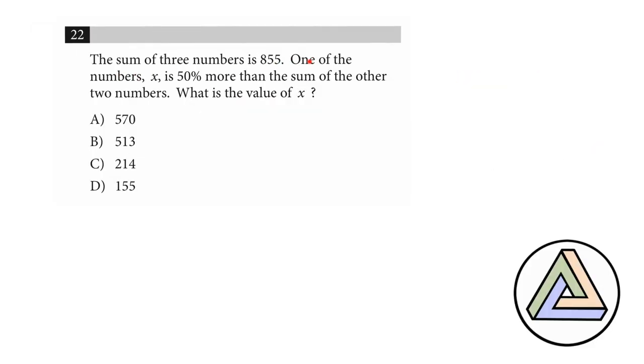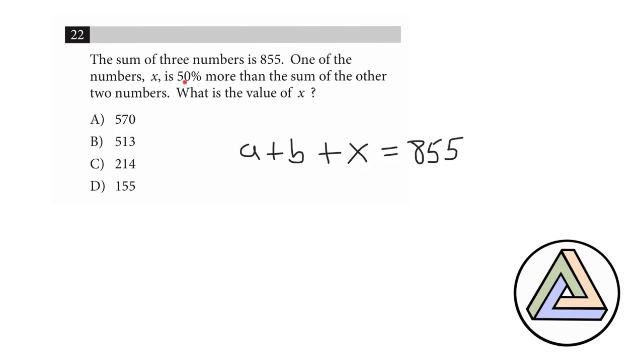The sum of three numbers is 855. One of the numbers, x, is 50% more than the sum of the other two numbers. What's the value of x? Well, you have a number a, you have a number b, and you're adding x. And you know that when you add them all together, it's 855, right?